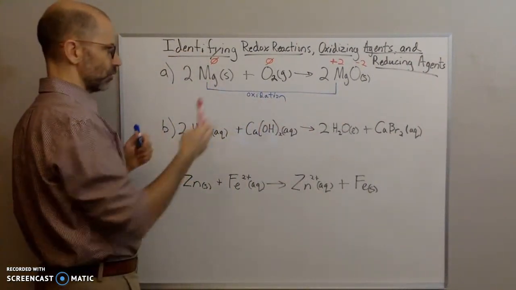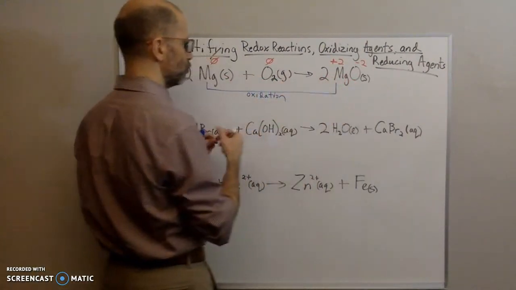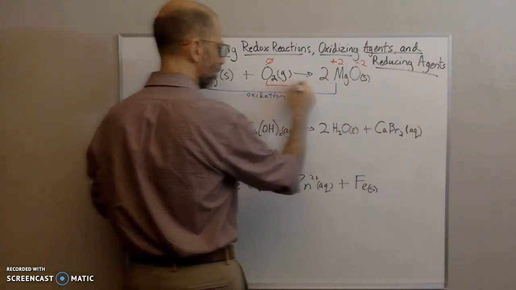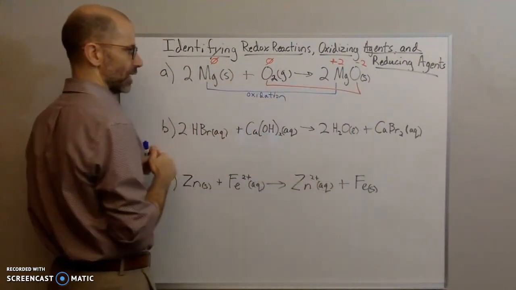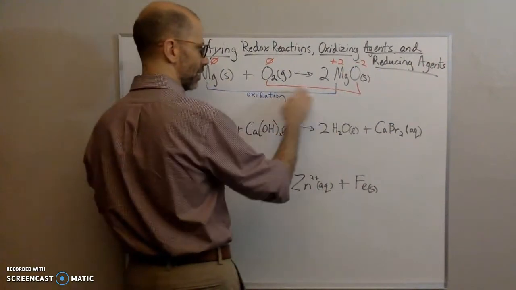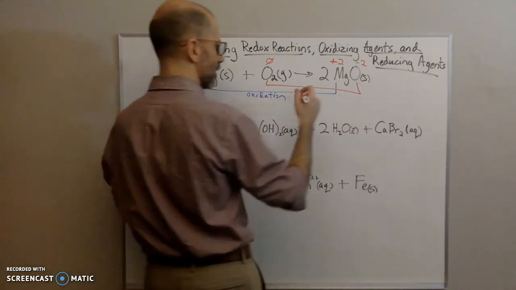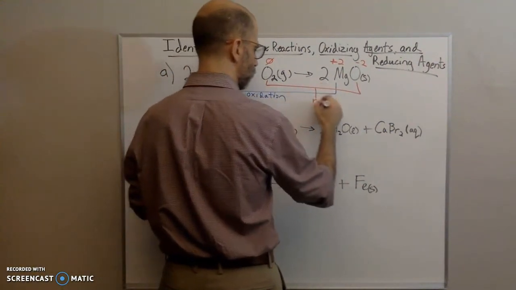What about the oxygen? We go from 0 to -2. There we're dropping down in our oxidation state, so we are gaining electrons, and reduction is gain. So here we have reduction.